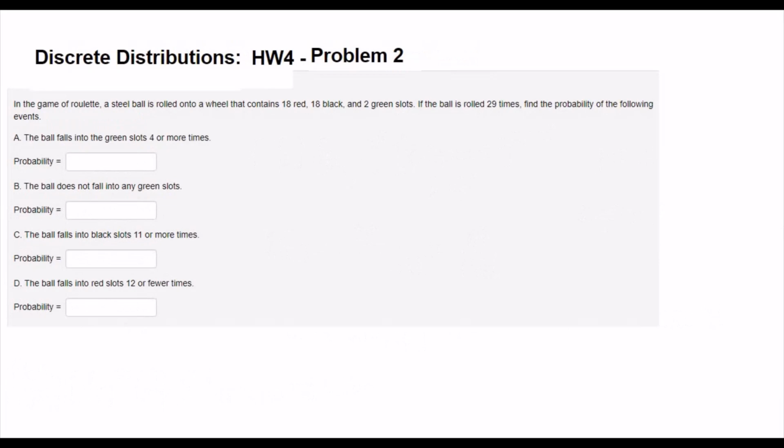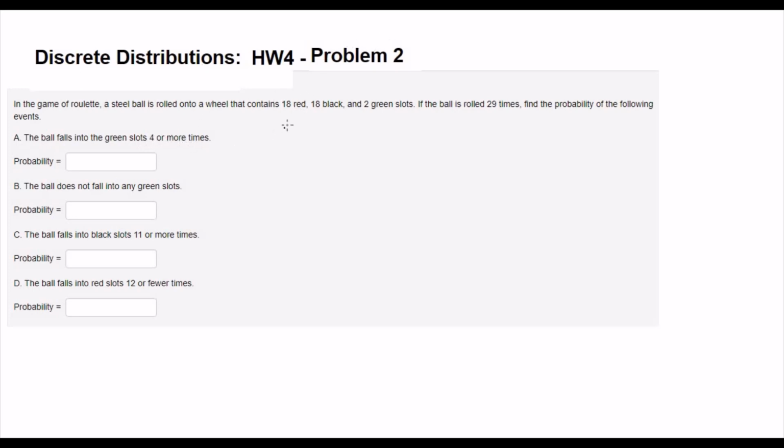Problem number 2. In a game of roulette, a steel ball is rolled onto a wheel that contains 18 red, 18 black, and 2 green slots. If the ball is rolled 29 times, find the probability of the following events. The ball falls into the green slots 4 or more times.